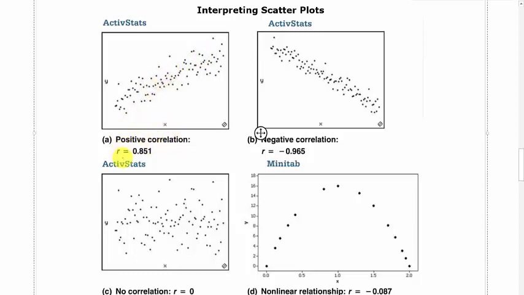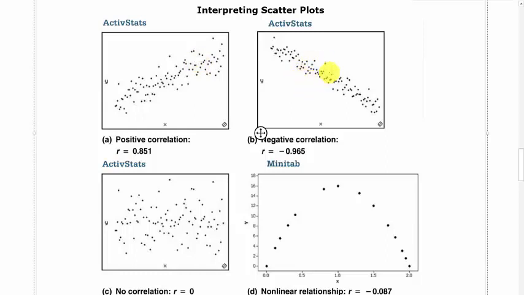There's something called the correlation coefficient. It's denoted with a letter R. And for this particular scatter plot, the correlation coefficient R is equal to 0.851. The closer this value R is to 1, the stronger the linear correlation is. So positive correlation means that it's going up and to the right. As we move from the left to the right, the data values are getting higher, or these plotted points are going up.